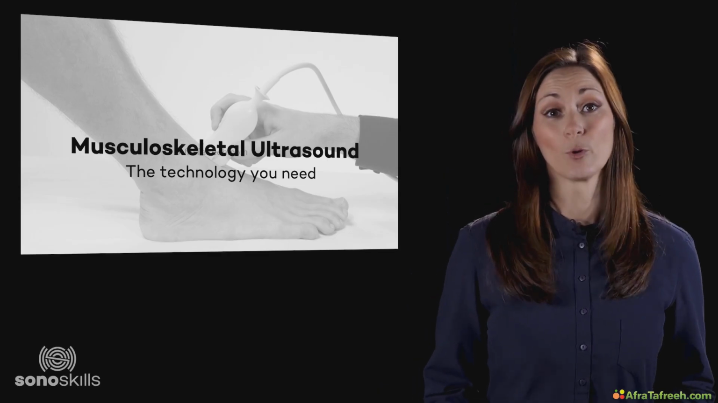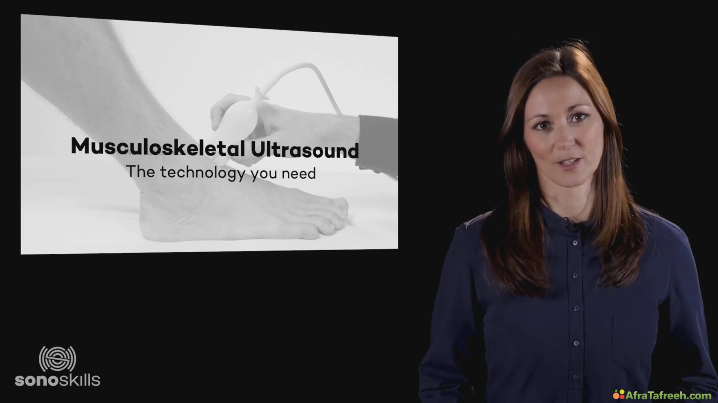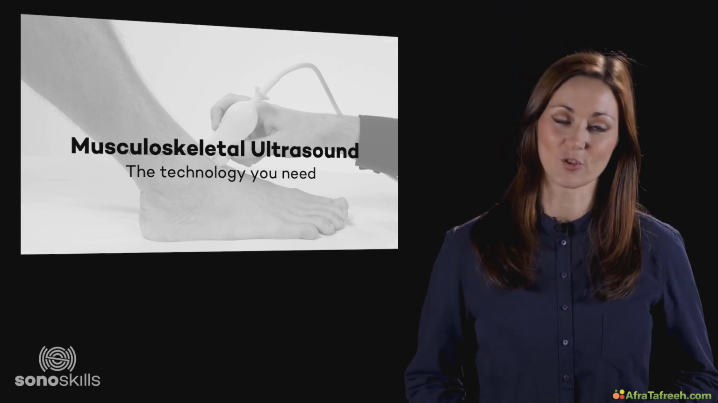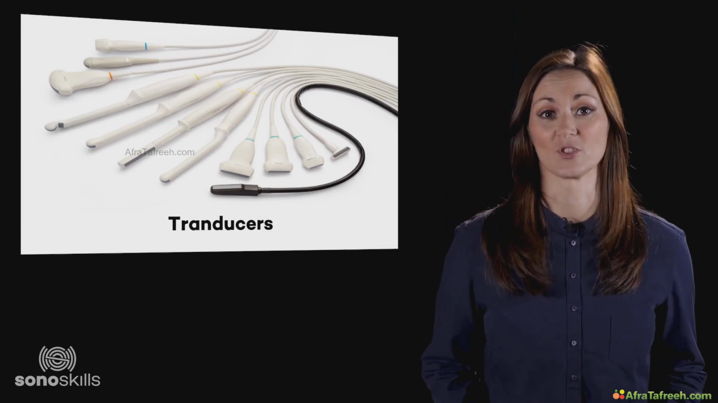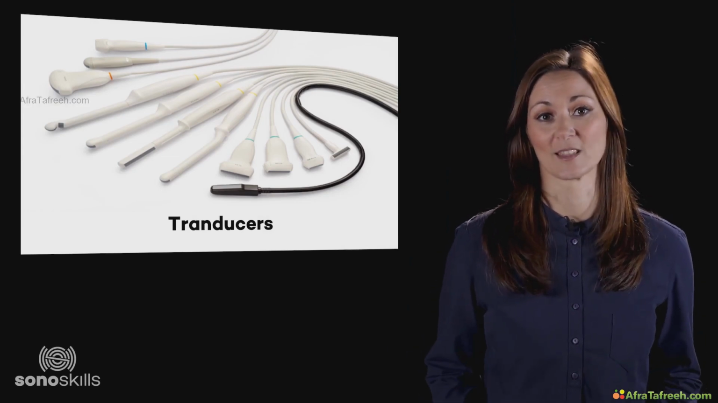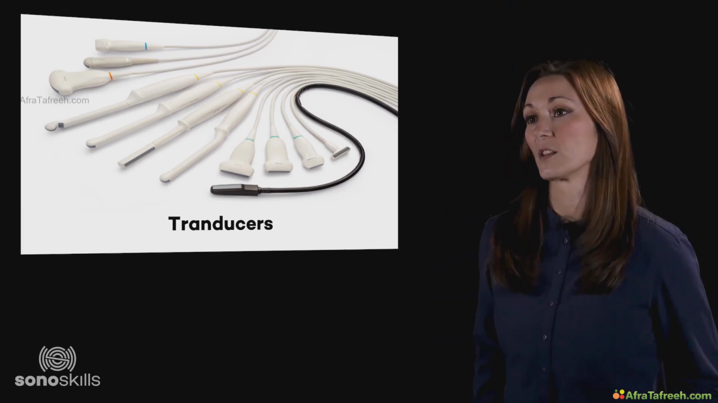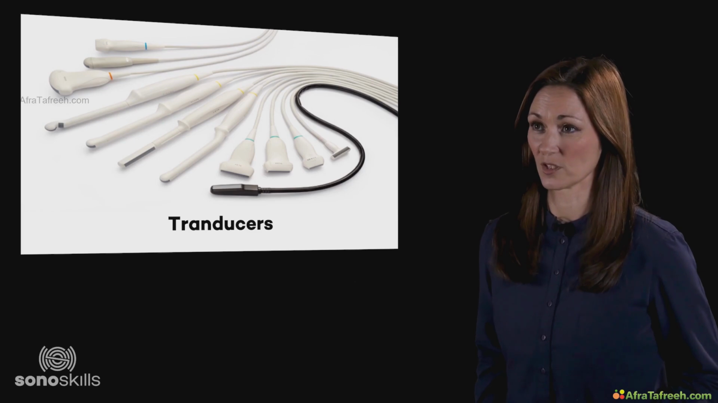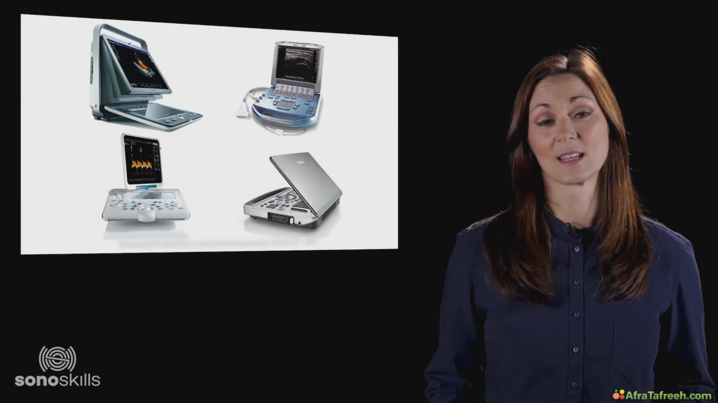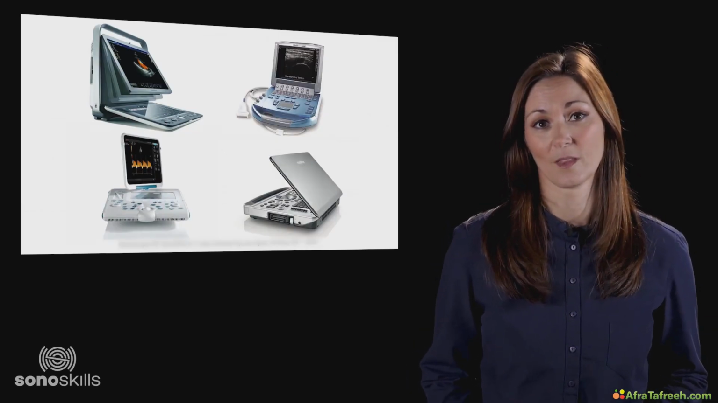So, what equipment do we need for musculoskeletal ultrasound? First of all, we need a transducer. Transducers come in various shapes and dimensions and are designed for the body parts they have to assess. For musculoskeletal ultrasound, we generally use the straight, linear transducers. The transducer is connected to the ultrasound system.